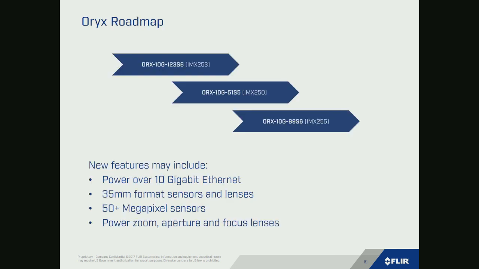So what's coming next for Oryx? Well, the first camera we're launching is the 12.3 megapixel, and we're showing that in our booth right now. We'll be following that up with a 5 megapixel, and then an 8.9. And stay tuned, because new features that are coming may include power over Ethernet, 35 millimeter sensors, 50 plus megapixel or ultra high res sensors, and power zoom, power focus lenses.